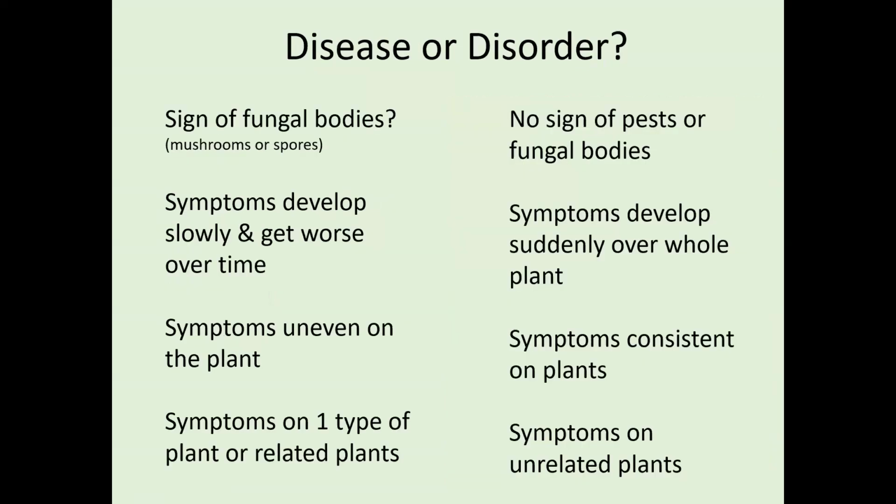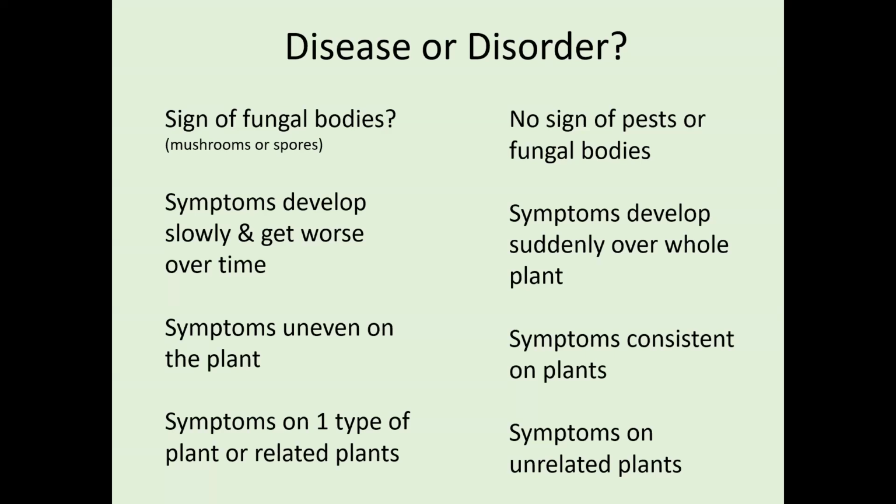All right, so let's just run through some of the differences between diseases and disorders. This will help you as you're doing your own walk around the garden. So diseases, we can have signs of a fungal body. So we can have mushrooms or spores, as I said. In diseases, the symptoms develop slowly. So maybe you notice a couple of leaf spots on a shrub, and then 2 weeks later, there's a lot more leaf spots, and they get worse over time.